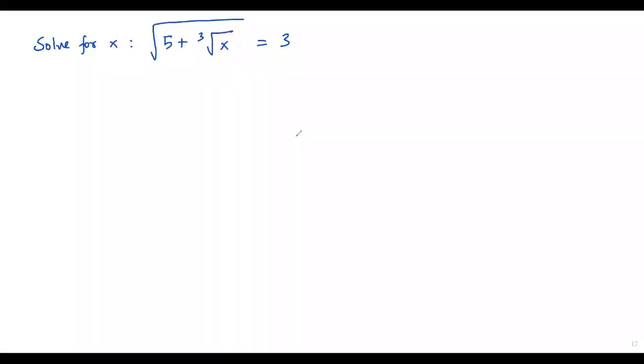Here we have a radical equation and we have to solve for x in this radical equation. That is, we have to find the value of x. Okay, let me write the given radical equation as it is. That is, square root of 5 plus cube root of x equals 3.